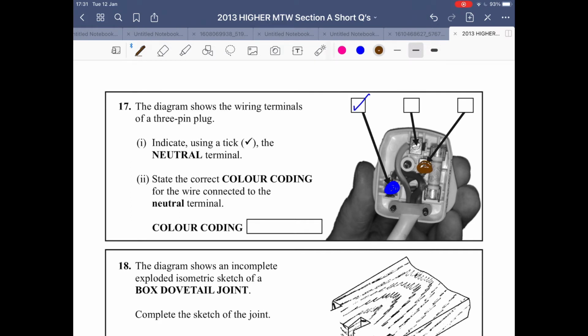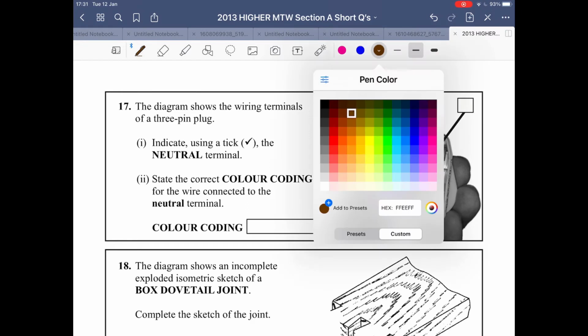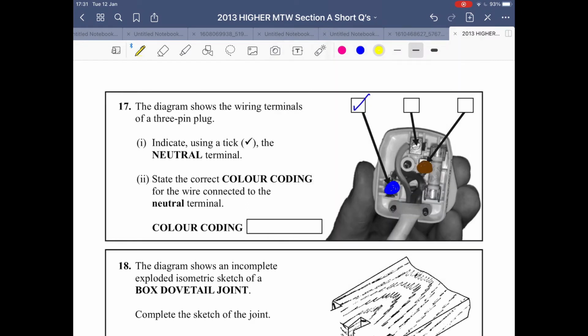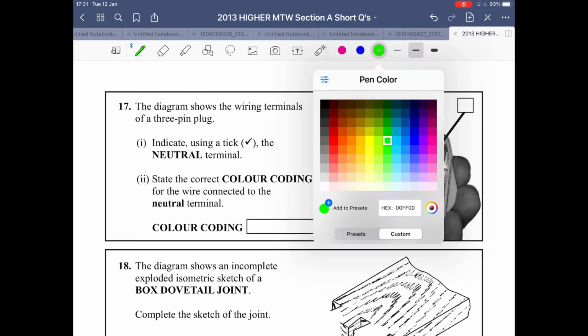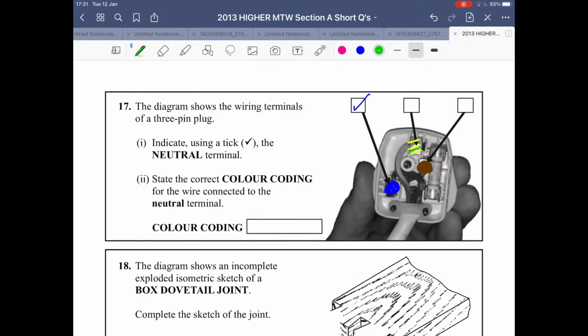And how do you know the live? The live is always connected to the fuse, because the fuse is there in order to break the circuit in the event of something going wrong. Pin at the top then will always be the earth, and it'll be green and yellow. Okay, so the colour coding there, state the correct colour coding for the wire connected to the neutral terminal. We just had it. It is blue. But also, while you're on this question, I want you to write in the other three as well, as in what are they called. So green and yellow is the earth, and the brown will always be the live.